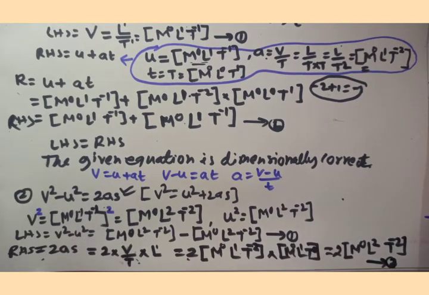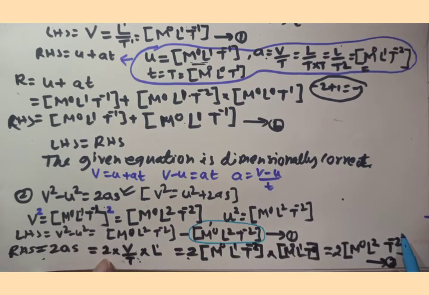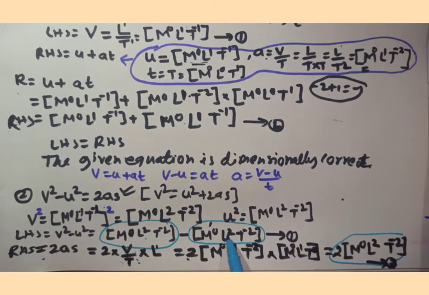If you see the left hand side and right hand side, this is your left hand side and this is your right hand side. If you see these blue circles, all three blue circles are the same. Since they are the same, you can definitely say left hand side is equal to right hand side, therefore the given equation is dimensionally correct. So this is how we can find the next dimension also.